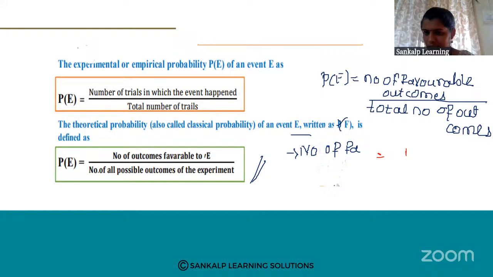What do I call this? N of E divided by N of S. N of S is the sample space, N of E is the favorable outcomes. Okay, this is the formula to find the probability.